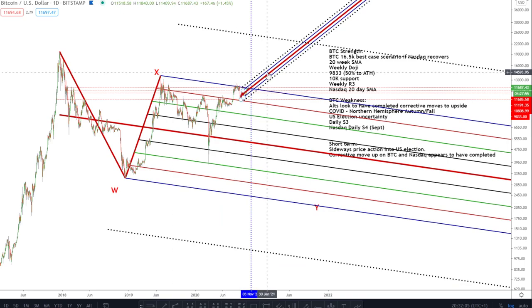So back to Bitcoin. All right, so what we want to do is, first of all, we'll discuss the long-term count. So I've been looking at it as a major WXY coming down. All right, so this is my bias.